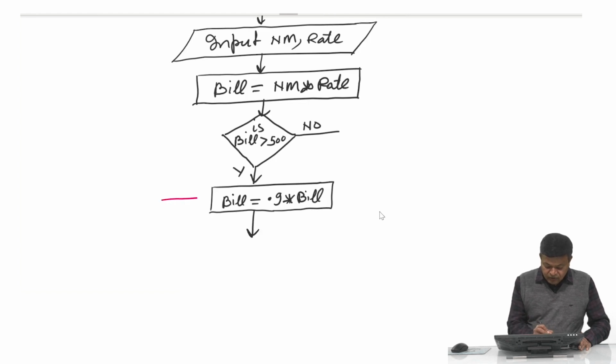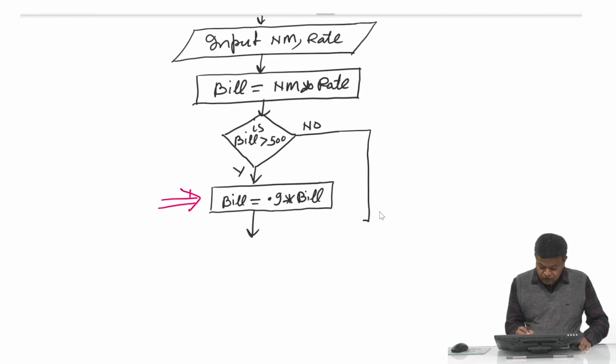See, this is the discounted bill, but if his earlier bill is not greater than 500, then he is not getting any discount. So, we will bypass this and connect it here. Okay. If bill is greater than 500, then we have updated the bill. Now, the new bill is equal to 0.9 into bill. Otherwise, there is no change. Bill remains the same.